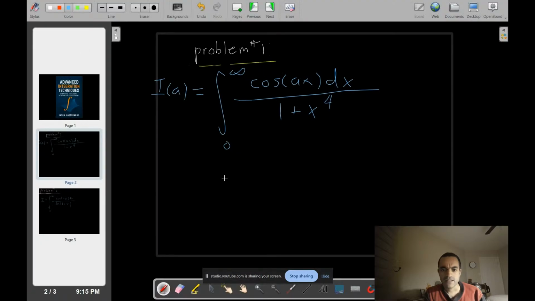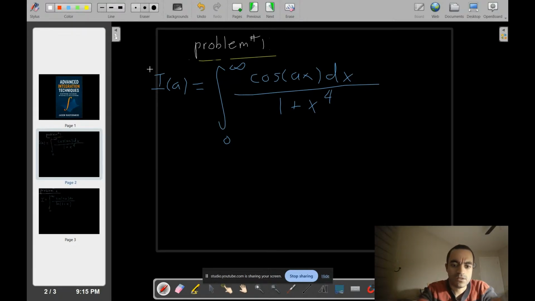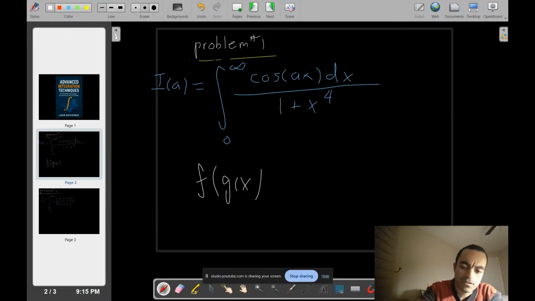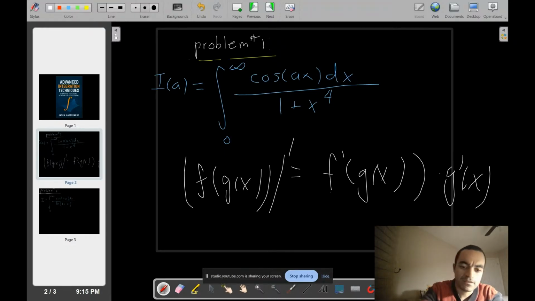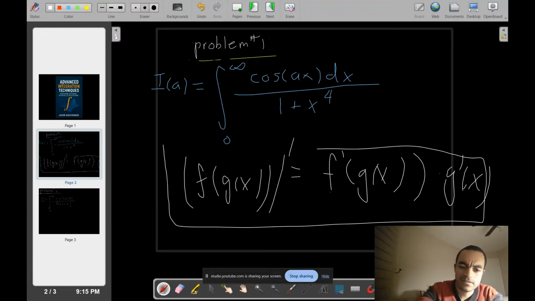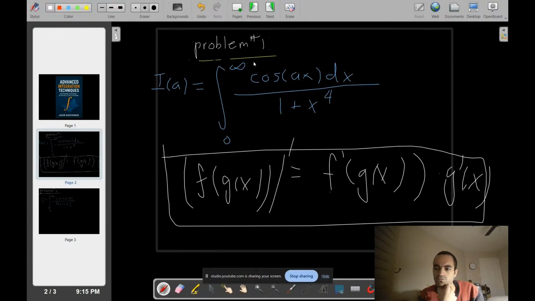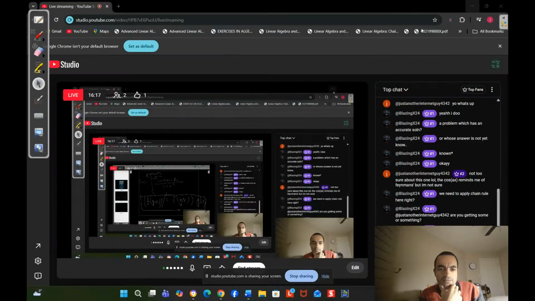Yeah. So Blazing, if you were to use the chain rule, I assume you mean something like this. I'm going to write on the side over here, just to remind everybody, chain rule. Let's say you have f as a function of g of x, and I took its derivative. This would just be f prime of g of x times g prime of x. Is this what you mean? Because this would not be it, right? This wouldn't help us really per se.